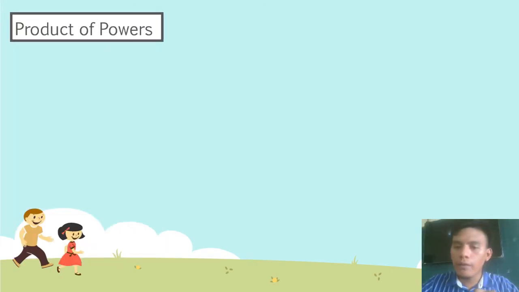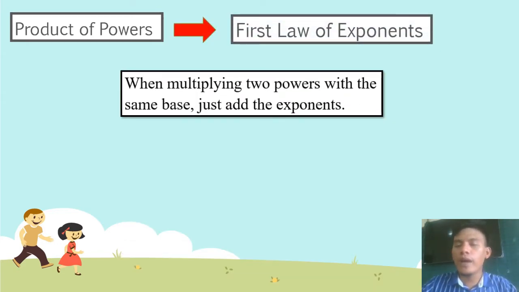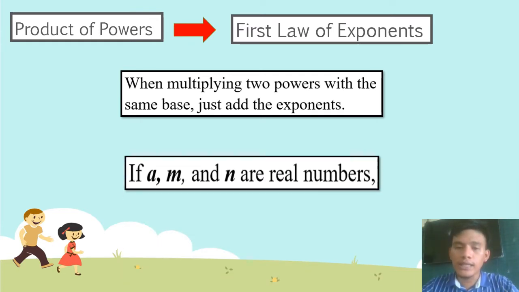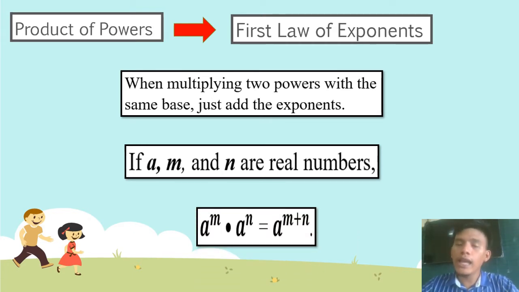A. Product of powers. The first law of exponents. Product of powers is when multiplying two powers with the same base, just add the exponents like this. If A, M, and N are real numbers, A raised to M times A raised to the exponent N is equal to A raised to the exponent of M plus N. So it means that their exponents are added because they have the same base. I will give you an example for that.